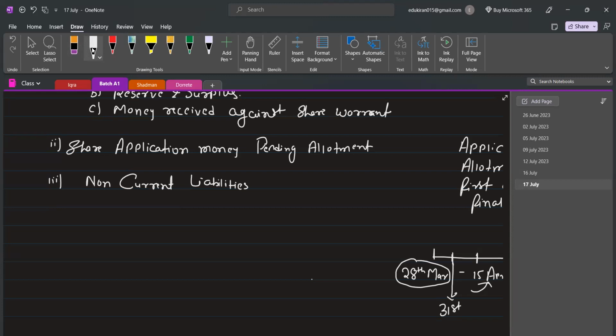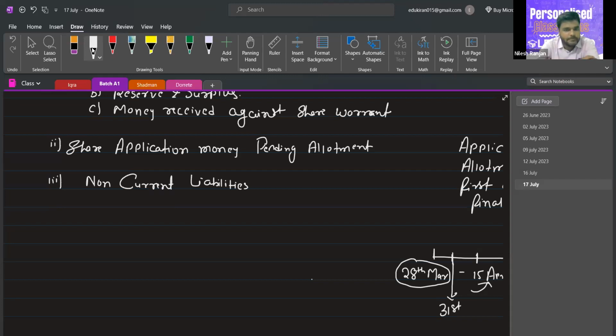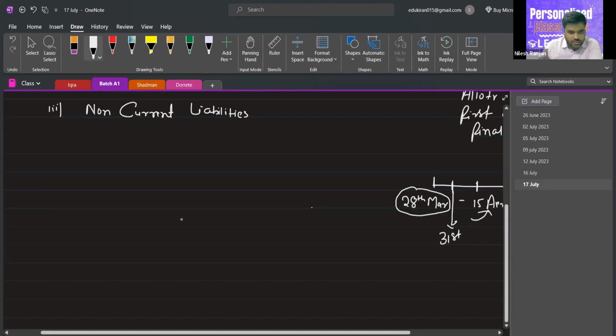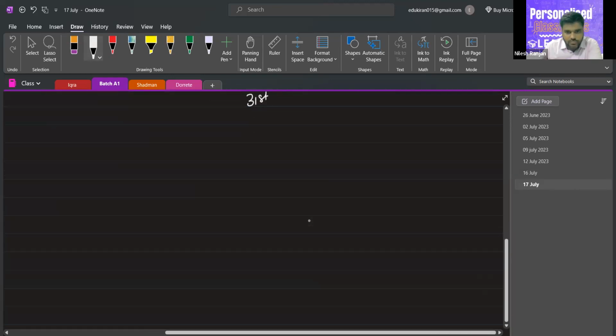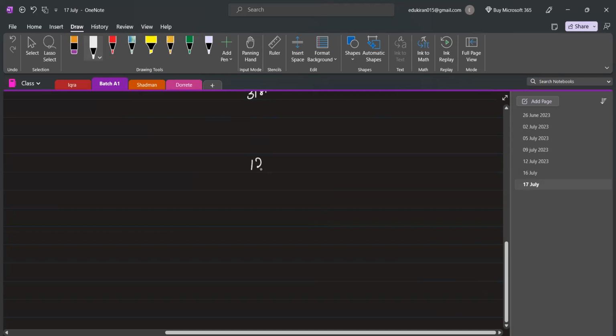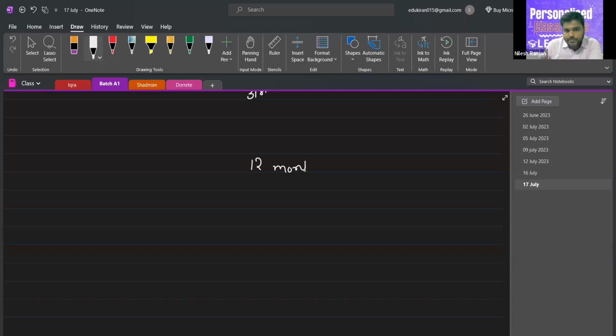Why is it called non-current and current? Because of the time period. And what is the time period? 12 months. Yes. So actually, you need to understand that there is a concept of operating cycle also. I think I told you once. 12 months or operating cycle.